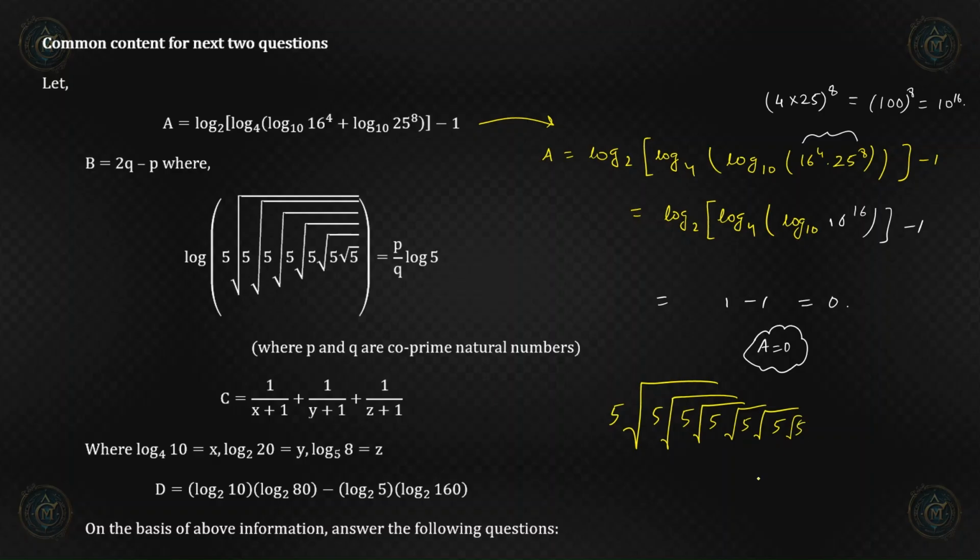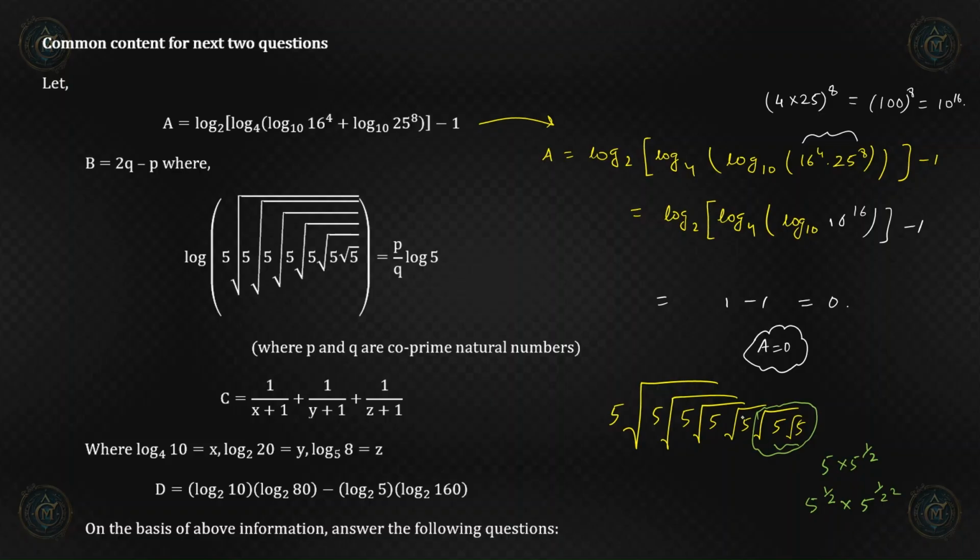So first of all, we try to simplify this quantity. 5 root 5 is what? 5 times 5 to the power half. Now if we apply the second square root on this number, what will we get? We will get 5 to the power half times 5 to the power half times half. So this becomes half squared.